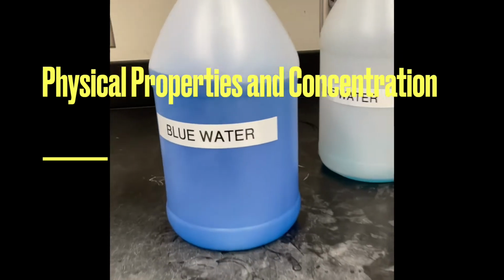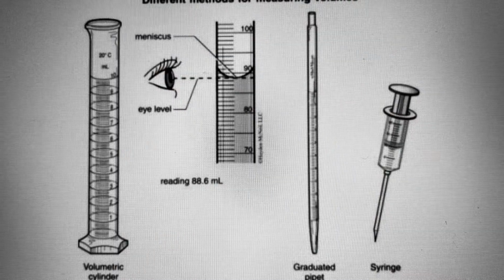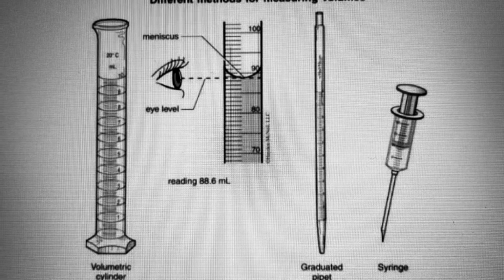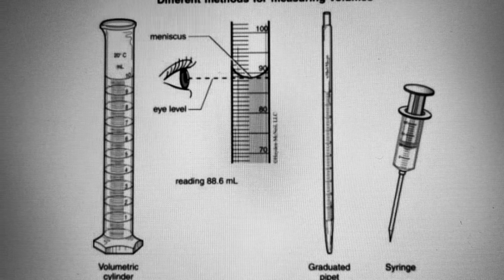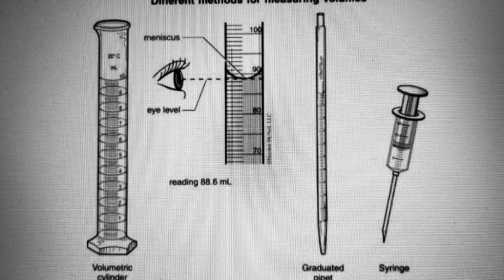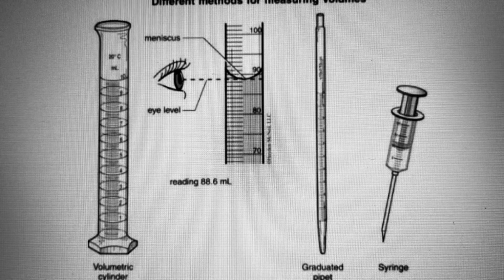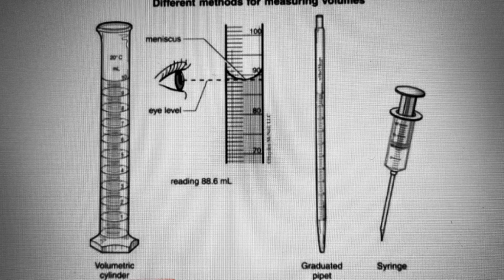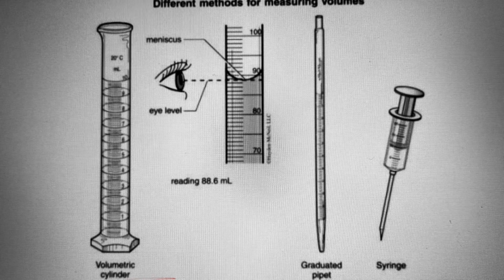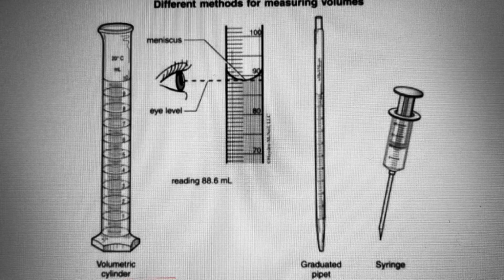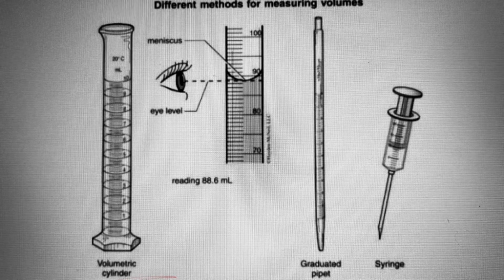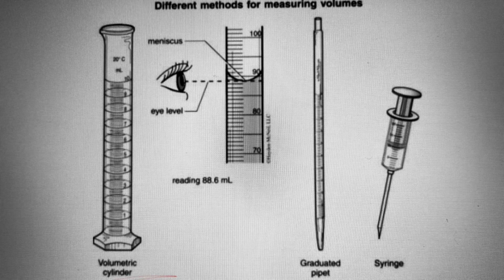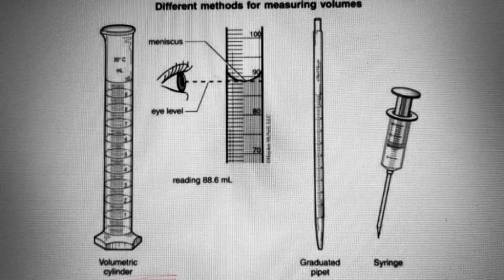Physical properties and concentration. In this experiment, we were tasked with determining the density of water using a 10 milliliter graduated pipette and a 100 milliliter graduated cylinder. Represent that data graphically and compare our results. The purpose of this was to establish a relationship between the concentration of sugar in aqueous solution with the density of the solution. Taking our data, we were able to determine the density of the unknown solution and calculate the concentration of the unknown.